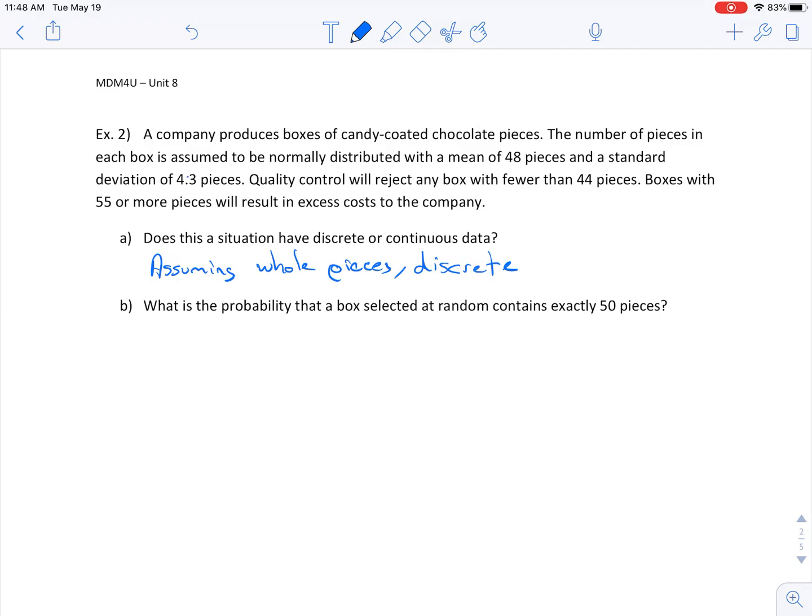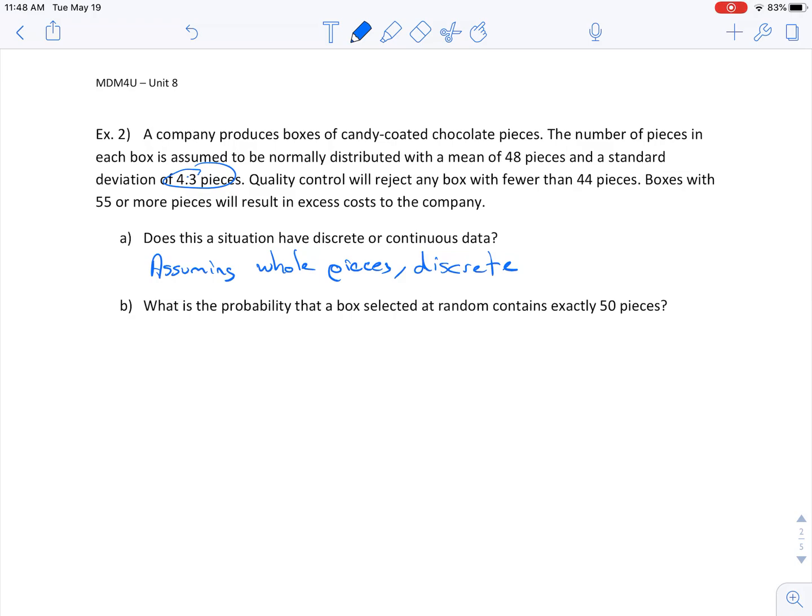And somebody might say, well, the standard deviation is 4.3, but that's just the average deviation away from the mean. Because if you take the average of something, like if you have a whole bunch of points and you average them out, you're going to get a fraction. It doesn't mean that you have a continuous situation. So we've got discrete data, so we have to treat it like that.